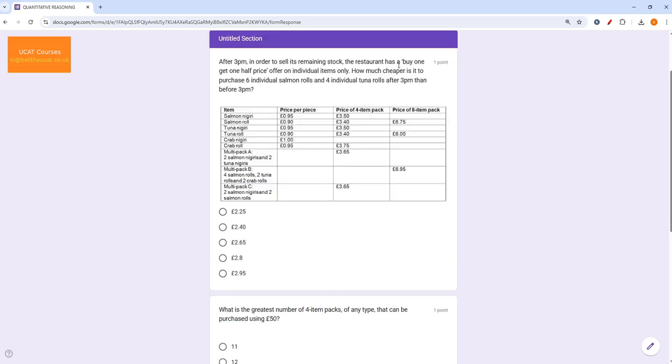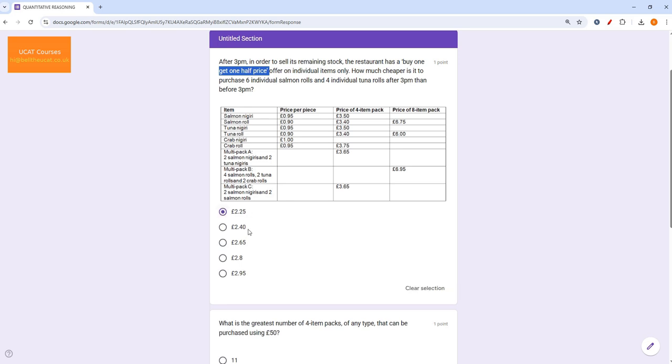The next question is to do with after 3 p.m. In order to sell its remaining stock, the restaurant has a buy one, get one half price offer. How much cheaper is it than an individual item? 25%. The rule of thumb is that whenever you see buy one, get one half price, it's always a 25% saving. So the answer has to be a multiple of 25. It can't be 2.4, which is not a multiple of 25, and neither is 2.65 nor 2.8, so it's 2.25.